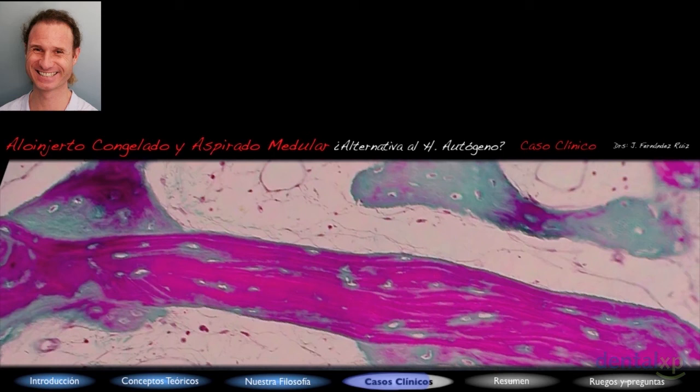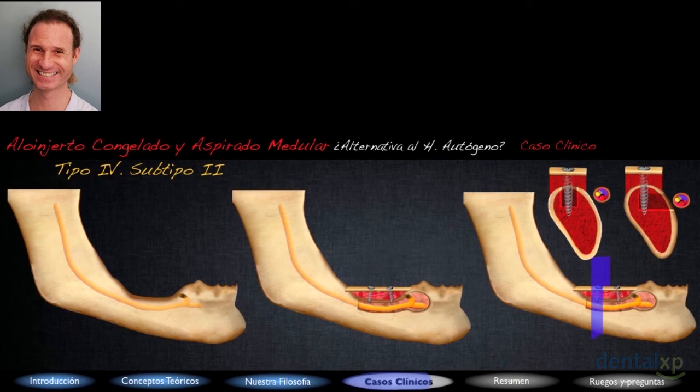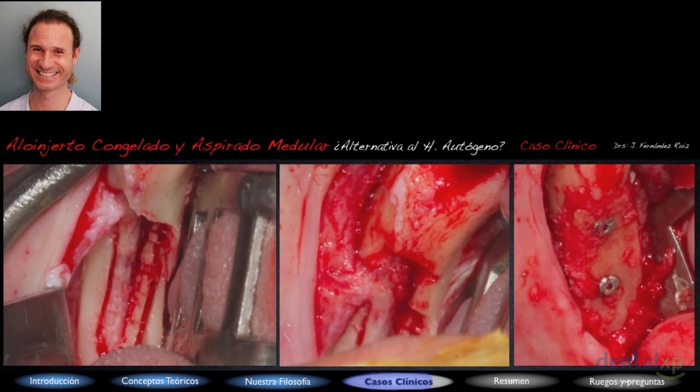So when we go to the lower arch on the same patient, we did an inferior alveolar nerve transposition towards the buccal. We get access to the mental nerve, and then we move the nerve towards the buccal, and then we go ahead and place the bone graft so we can aid in the height and the width.